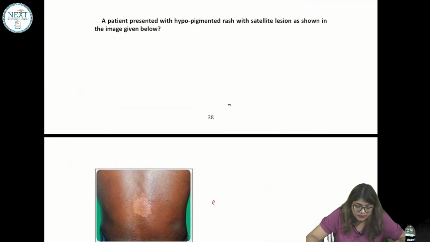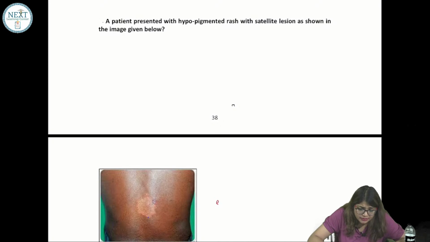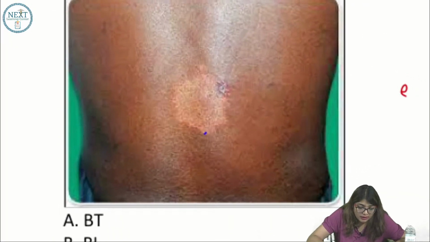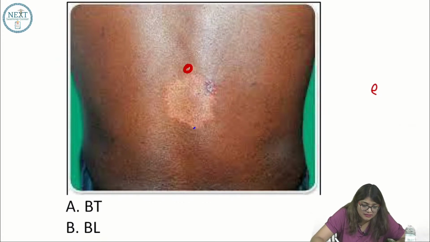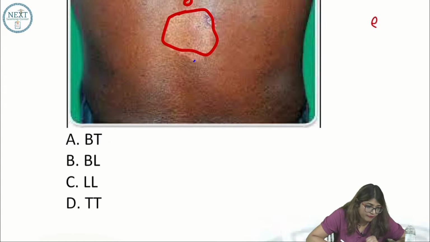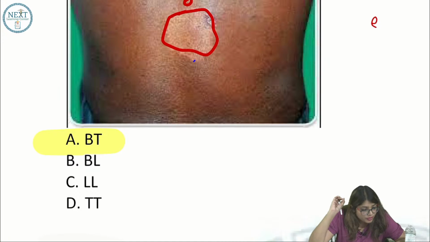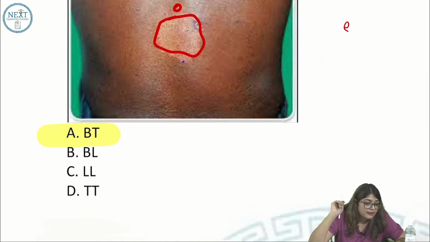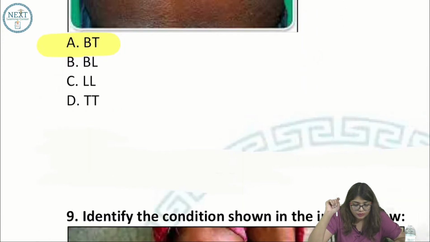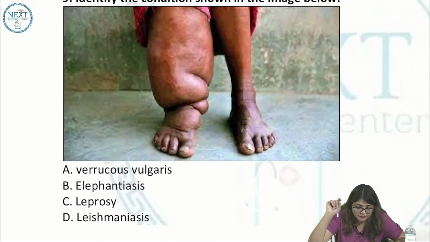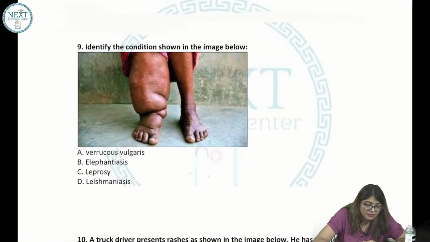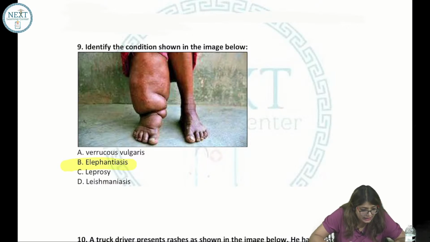What about this one? A patient presented with hypopigmented rash, satellite lesion is shown in the image below. Can you see? This is the satellite lesion coming out, right? So what is this? Very good. This is your BT. What about this one? Everybody knows this is elephantiasis, right? The image itself is elephantiasis.